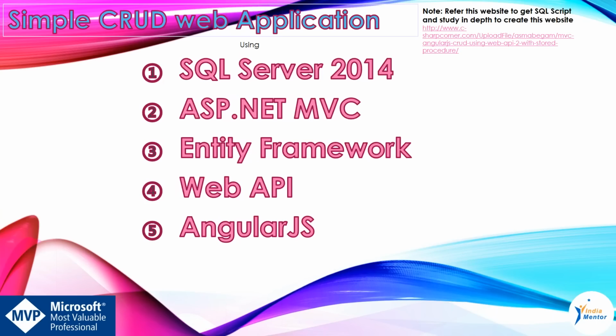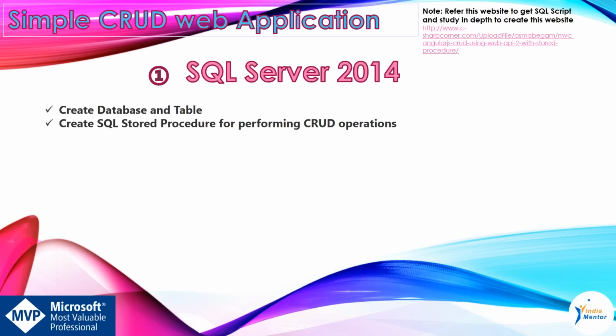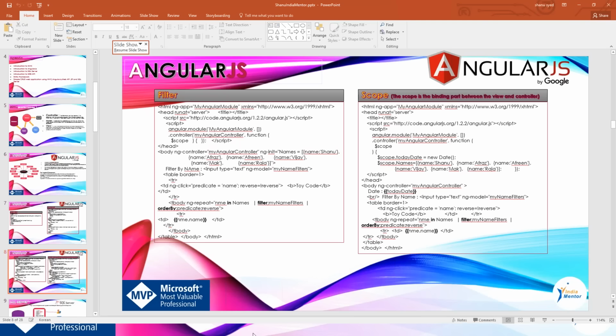So now we will see how to create a simple application using all these combinations: SQL Server 2014, ASP.NET MVC, Entity Framework, Web API, and AngularJS. First of all, to create a web application, we create our database and table to store the data and to retrieve the data from the database.